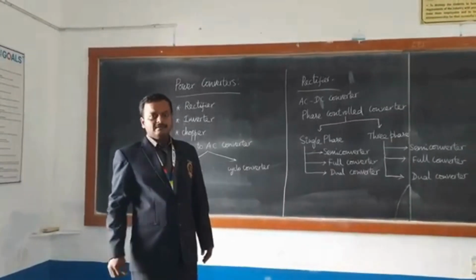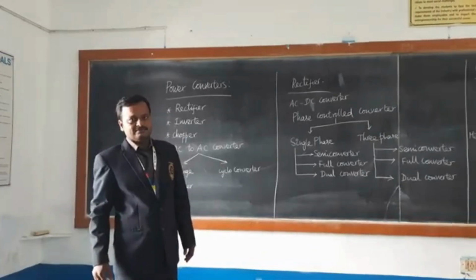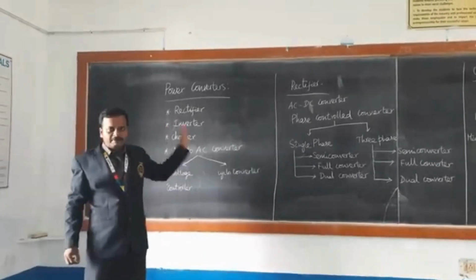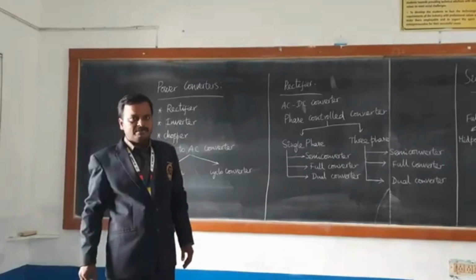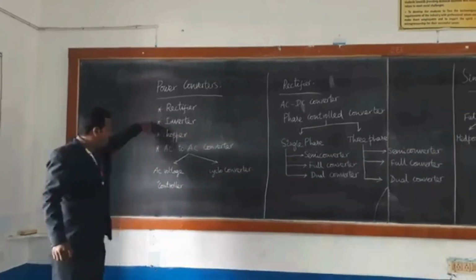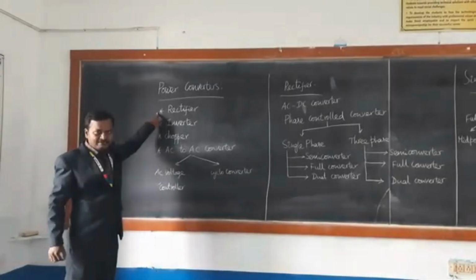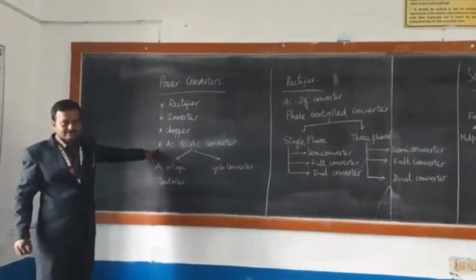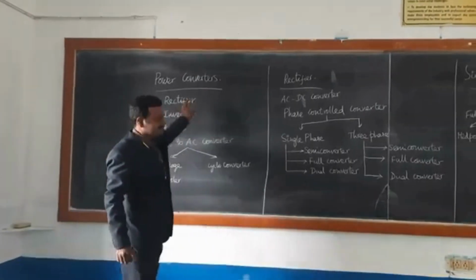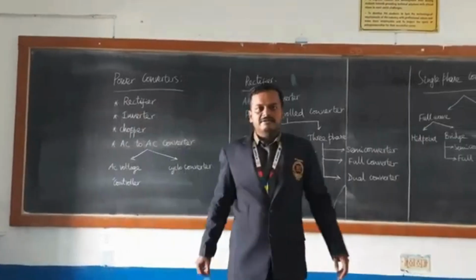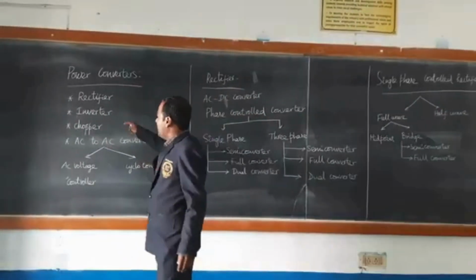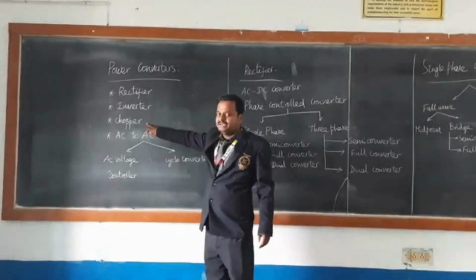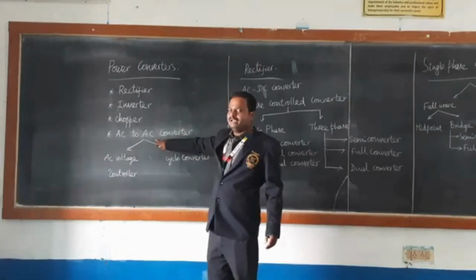Today's topic, we are going to see the power converters. In power converters, it is a conversion of power one form to another form. It is basically these four types. First one is a rectifier, an inverter, chopper, and AC to AC converter. First, rectifier is a converter. It converts AC to DC. And inverter, it is DC to AC, and chopper DC to DC, and final one is AC to AC converter.